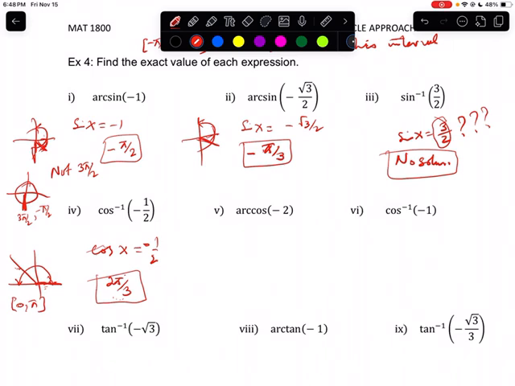Next one, arc cosine of negative 2. Which means cosine of x is equal to negative 2. So what can you say? Which angle has its cosine equal to negative 2? None, because the minimum value is negative 1. So this value is out of the domain, so no solution.